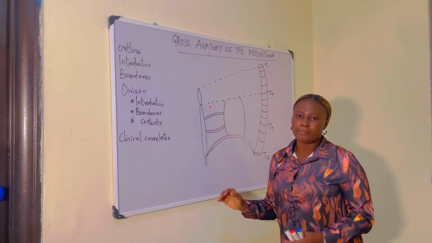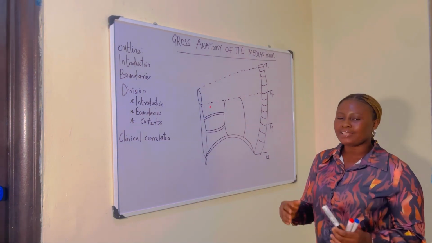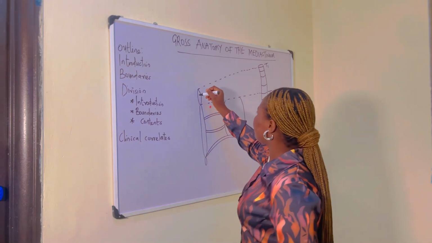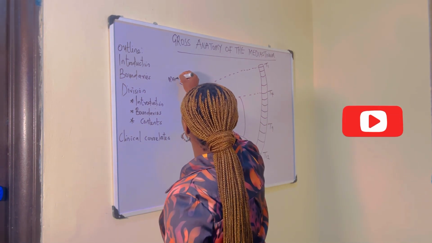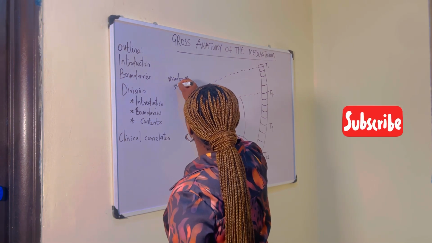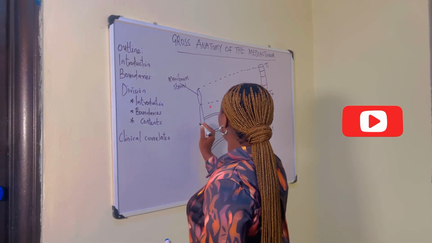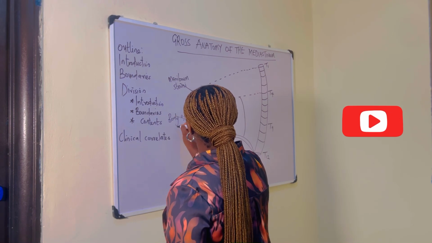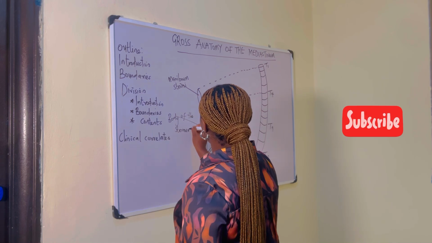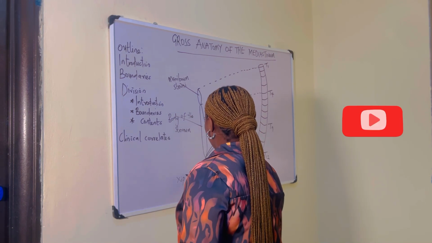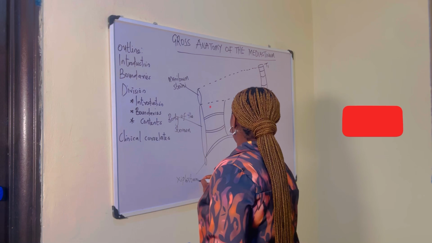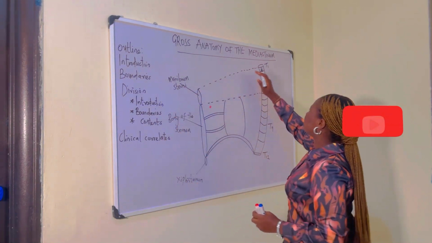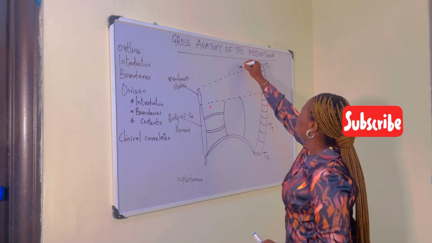For the boundaries of the mediastinum, the mediastinum is bounded anteriorly by the sternum. This is the manubrium sterni. This is the body of the sternum. And this is the xiphisternum. So anteriorly, the mediastinum is bounded by the sternum. Superiorly, it's bounded by the inlet of thorax.